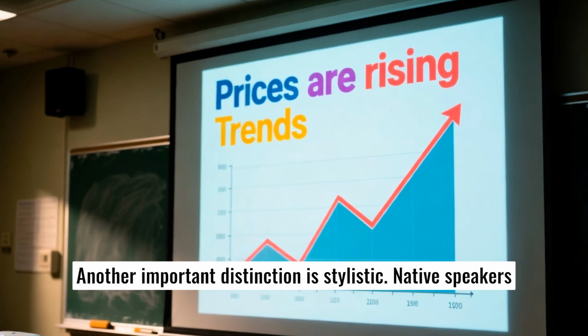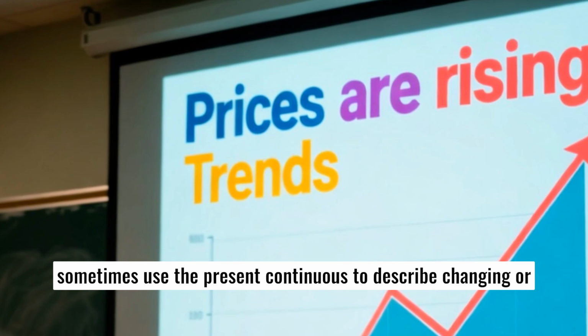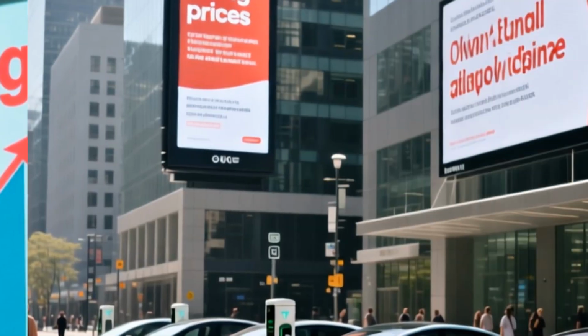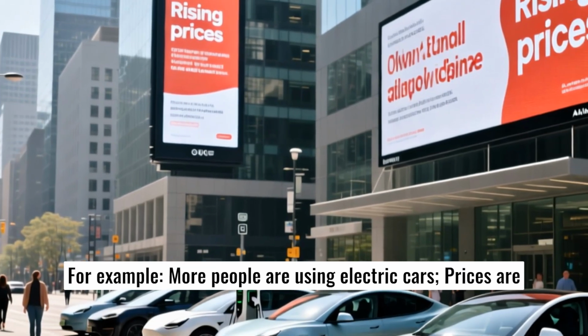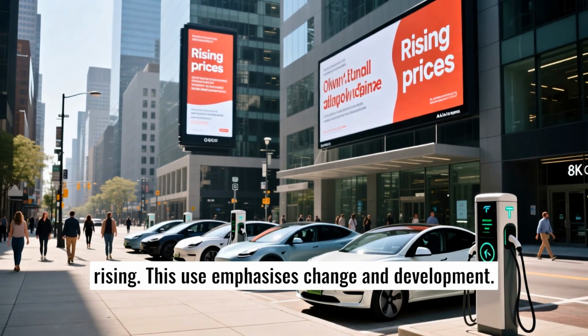Another important distinction is stylistic. Native speakers sometimes use the present continuous to describe changing or developing situations, especially trends. For example, more people are using electric cars. Prices are rising. This use emphasizes change and development.